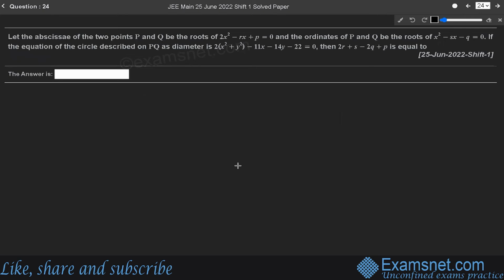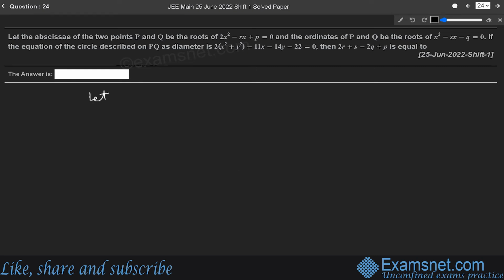Next question is a very interesting question. Let the abscissa of the 2 points P and Q be the roots of 2x square minus rx plus p is equal to 0, and the ordinates of P and Q be the roots of x square minus sx minus q is equal to 0. If the equation of the circle described on PQ as diameter is 2 into (x square plus y square) minus 11x minus 14y minus 22 is equal to 0, then 2r plus s minus 2q plus p is equal to. So here we have to find the value for this expression.